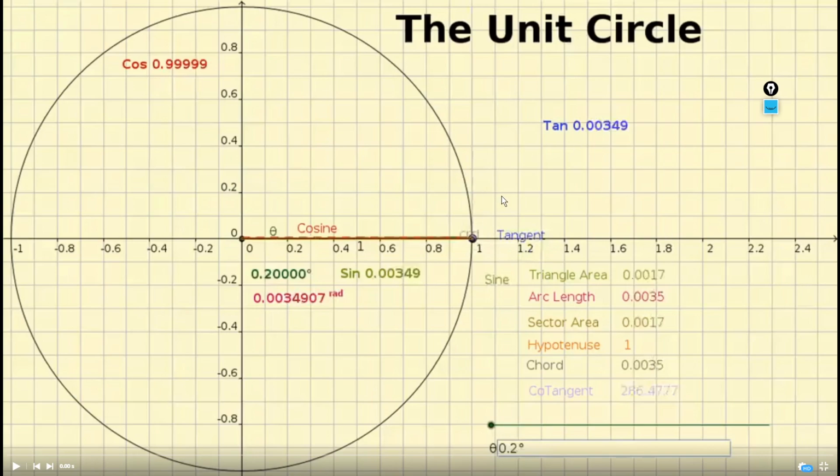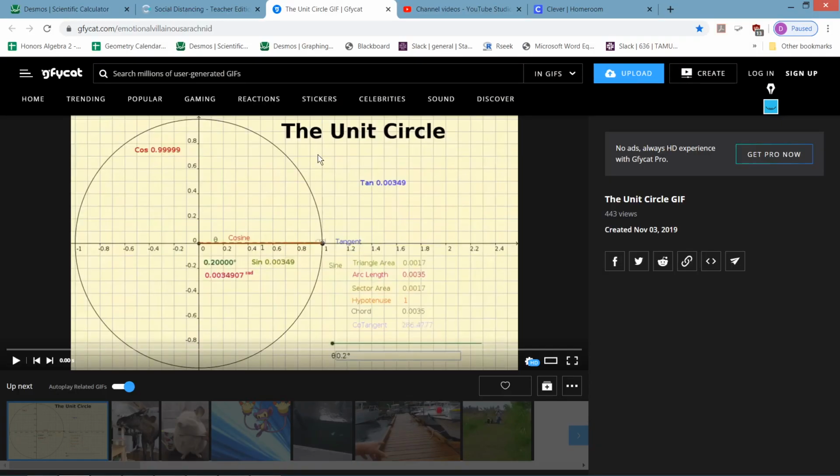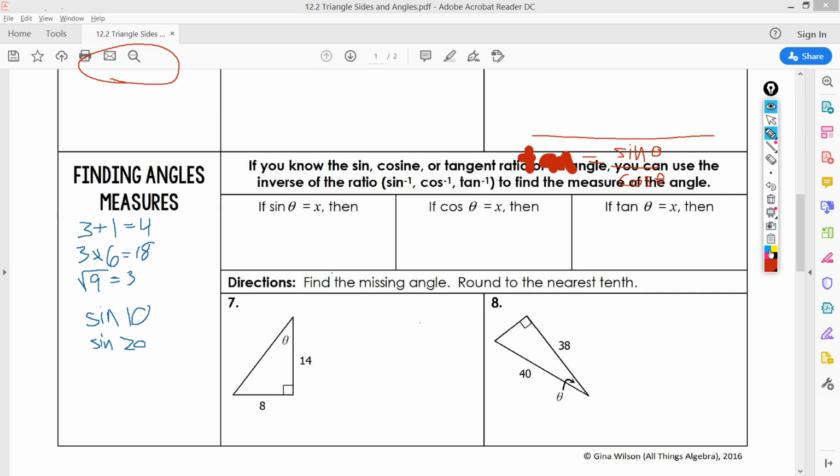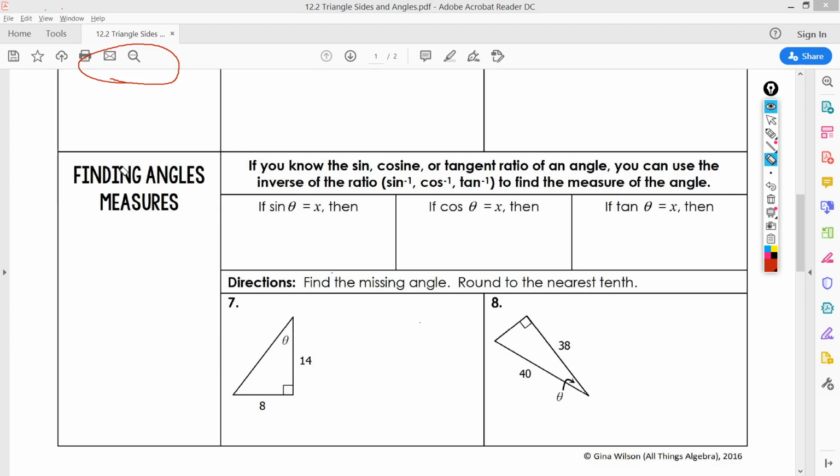Okay? So I hope that time with the unit circle helps you understand why these sine, cosine, tangent values are the way they are. They're not just random numbers. They're not math that you can do on your own, but they're not nothing either. Okay, so let's do a little more math with these things.